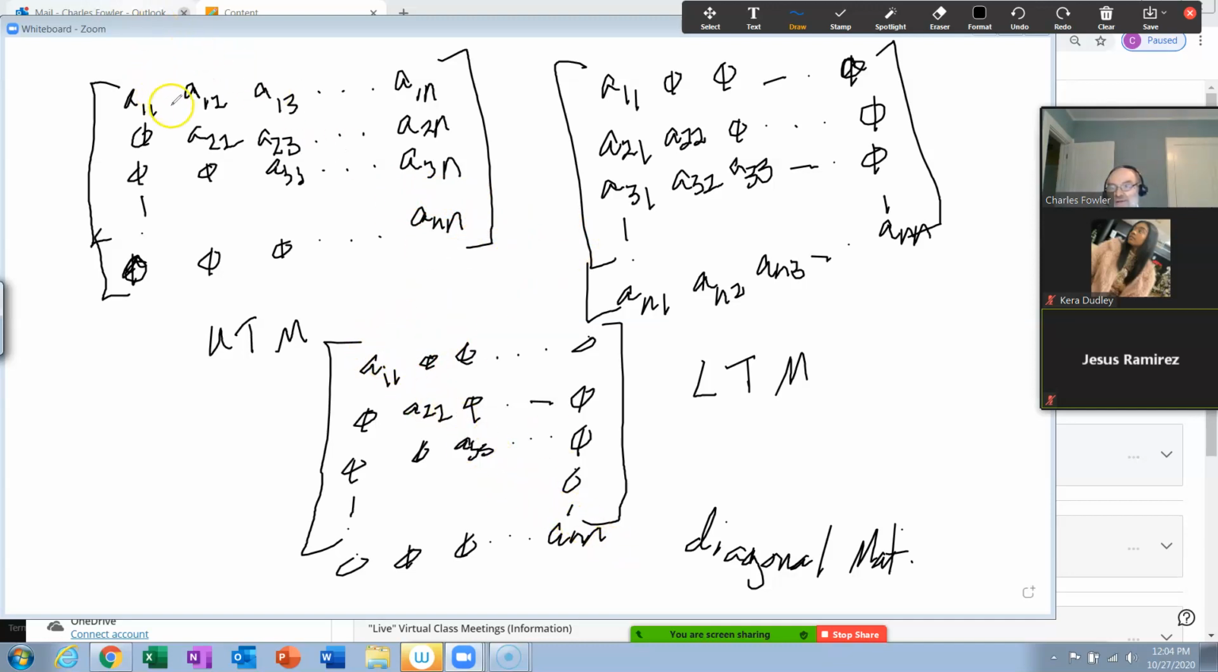Here, here, or here. And that's why I said that most of the time your main diagonal does not have a zero in it, because if it does, the determinant of the matrix is zero. Okay, so if that main diagonal for either upper triangular, lower triangular, or diagonal matrix, if all those entries in the main diagonal are non-zero, then you have a determinant that is also non-zero.